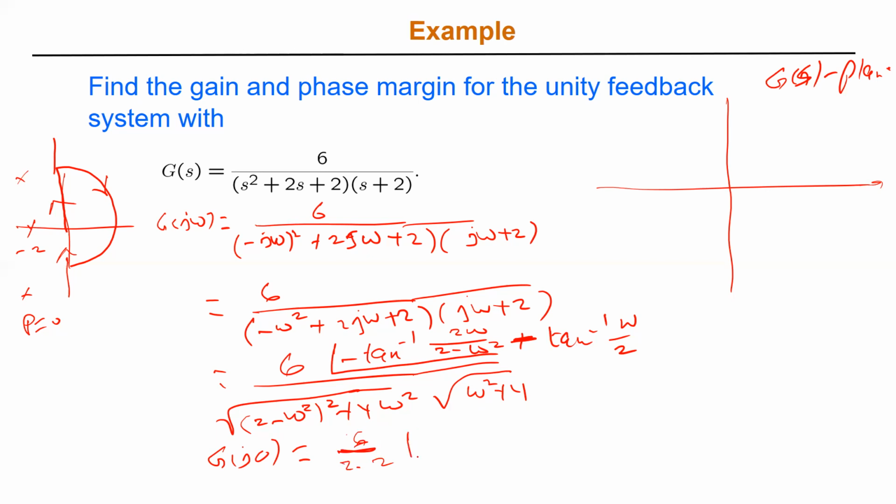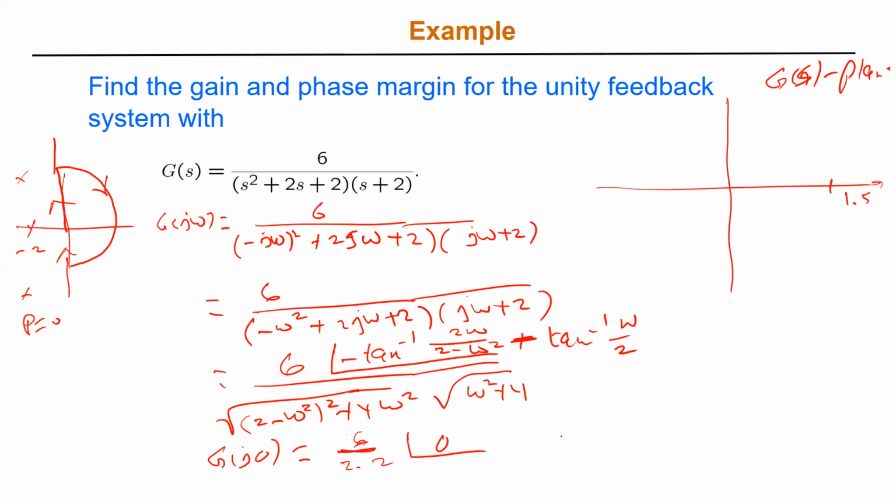And the angle will be what? Now the angle will be 0. This is 0 and this is 0, so it will be 0. So basically I have the magnitude is going to be 1.5, because this is the location. This is 0.